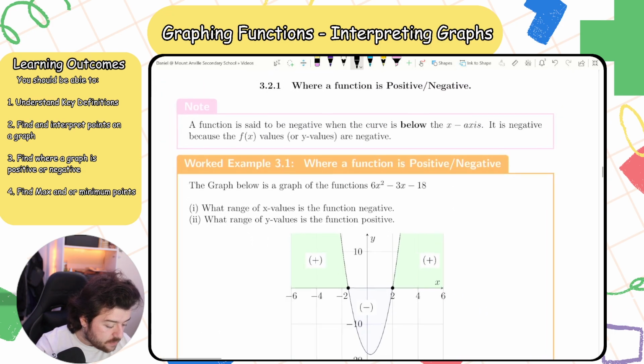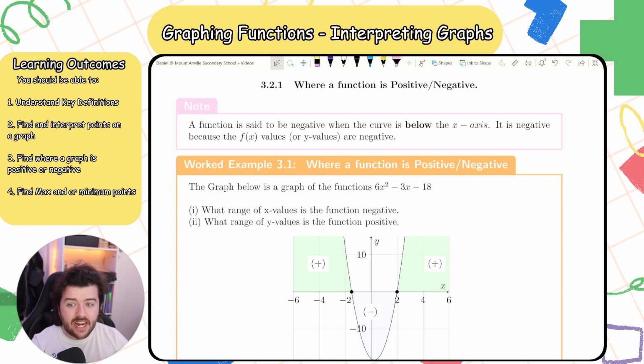Right. So, where a function is positive or negative. A function is said to be negative when the curve is below the x-axis. It is negative because f of x, or the y values, are negative. So it's where y is negative. That's why we say the graph is negative, because it's below the x-axis, i.e. we're getting into the negative y values.